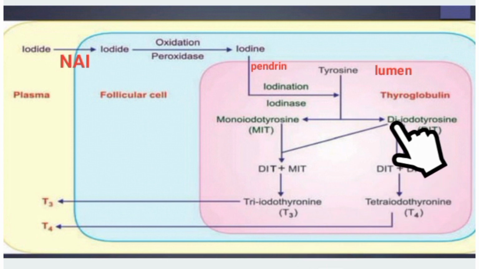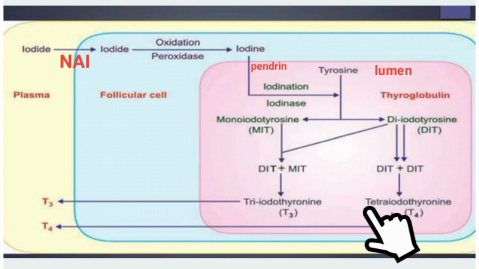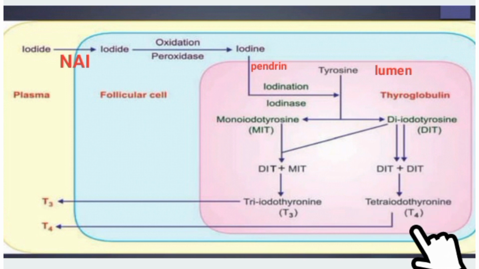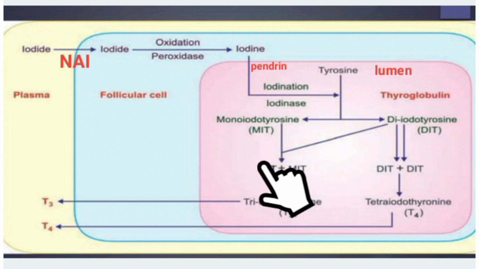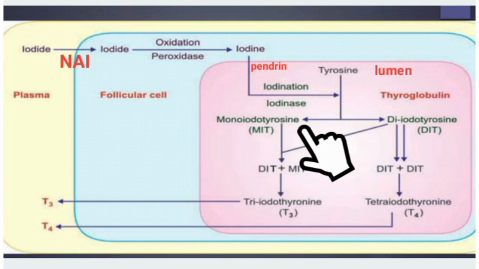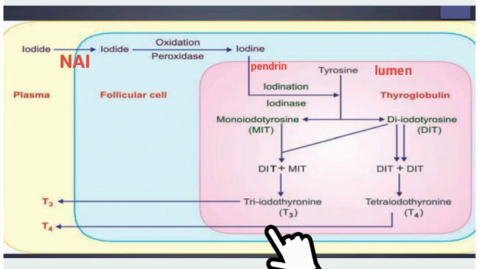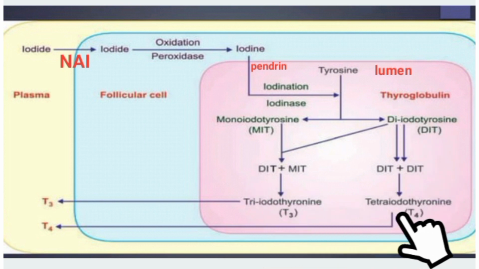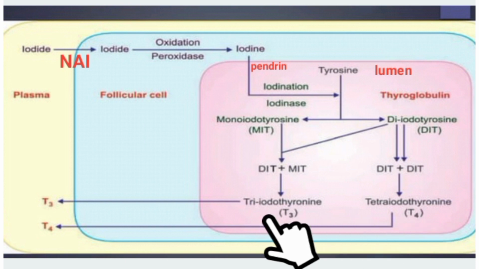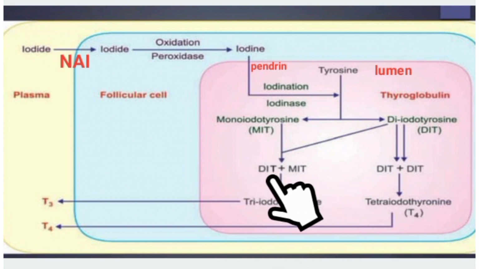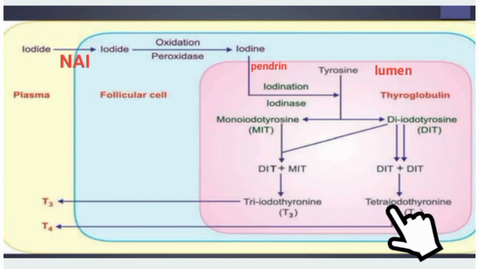If two diiodotyrosine combine, this will form tetraiodothyronine. You can see T4. So this is how T3 and T4 is formed. This step is basically coupling. When the monoiodotyrosine and diiodotyrosine or two diiodotyrosine combines, they form T3 and T4 respectively, and this step is known as coupling because they combine. You see, this step is coupling.